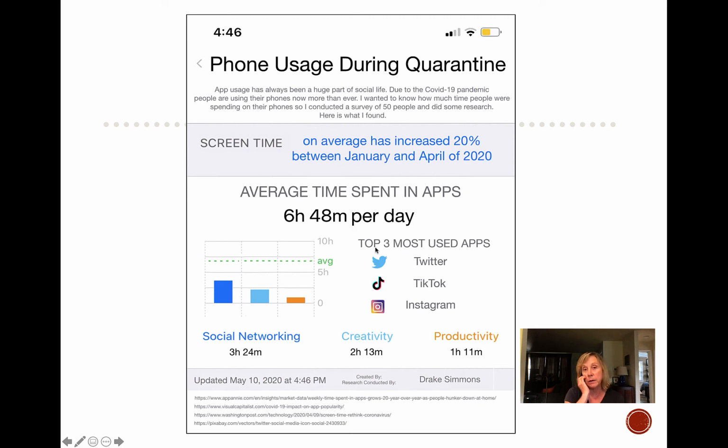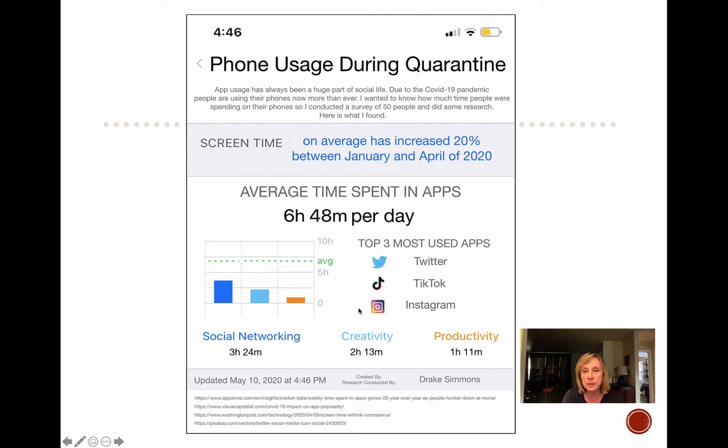He would have taken these icons from the internet. In the spring, our requirements had to change. So these are not original graphics, of course. However, he did create this original bar chart. The average time spent in apps, 6 hours and 48 minutes per day.